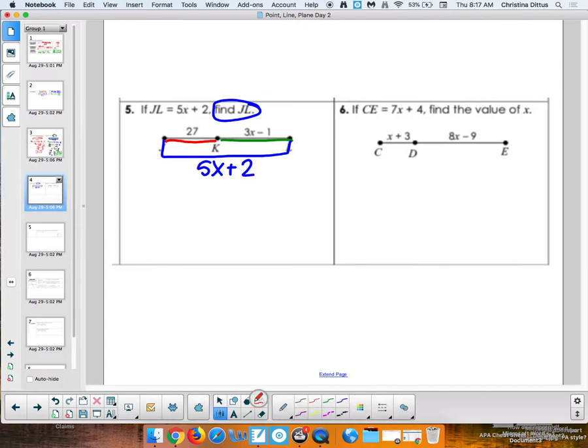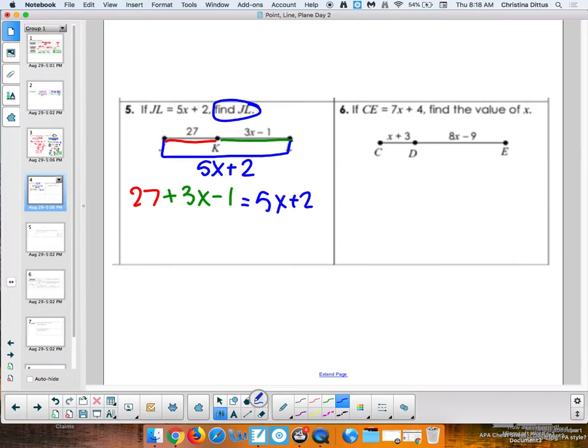So add the red and green. So we got 27 plus our 3x minus 1 equals 5x plus 2. Good. If you ever start solving something like what we were doing and you don't have an equal sign, that should be a huge red flag. Always look for the equal sign. Stuff has to be equal before you can start adding and subtracting stuff.